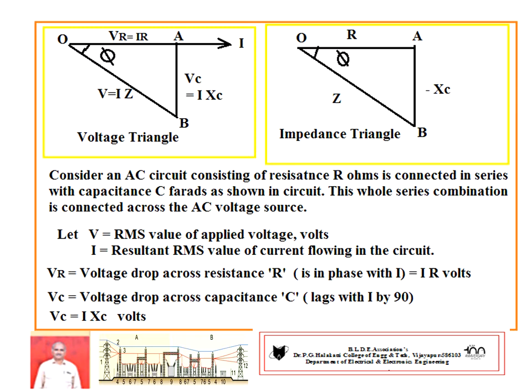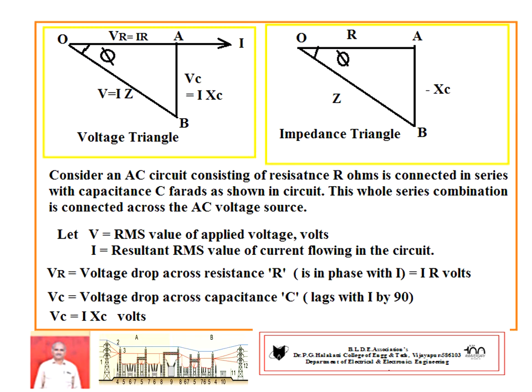Vc is the voltage drop across the capacitance C. So, Vc lags I by 90 degrees because I am now taking current as a reference. So, Vc equals I into Xc, where Xc is known as capacitive reactance. Xc equals 1 divided by omega C, or 1 divided by 2 pi fC, where f is the frequency and C is the capacitance value in farads.